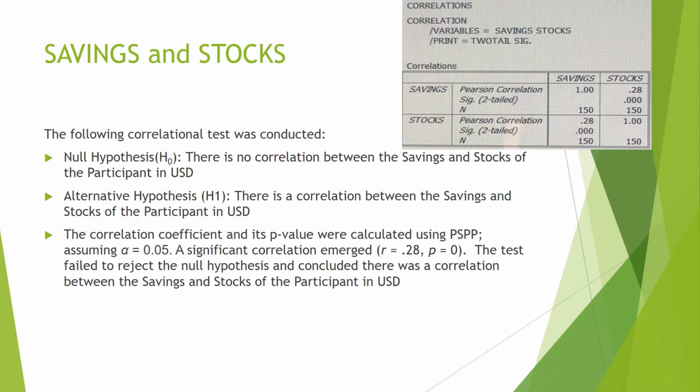If you look at P value, that is 0, which is less than level of significance, alpha that is 0.05, and R is 0.28. There is a strong relationship between the saving and stocks. And as the P value is less than alpha, the test is statistically significant, means there is a correlation between the saving and stocks of the participants in US dollar. Yeah, this is quite obvious. When people have saving extra surplus, they invest in stocks to magnify their wealth.